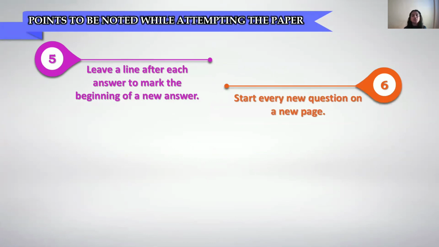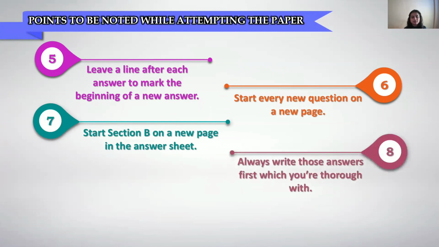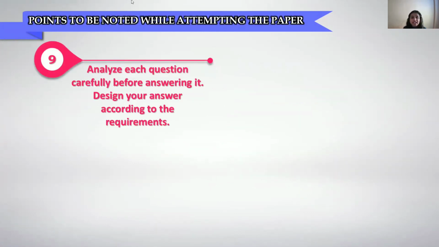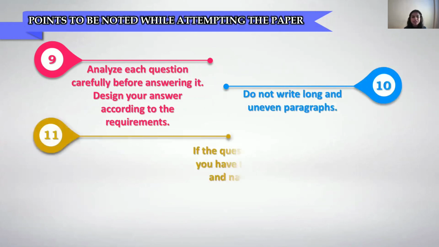Start every new question on a new page. Start section B on a new page in the answer sheet. Always write those answers which you're thorough with, which you're confident about. Attempt those questions first. Analyze each question carefully before answering it. Design your answer according to the requirements. Do not write long and uneven paragraphs.